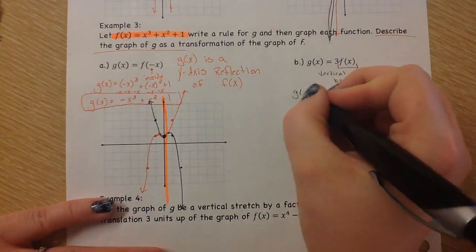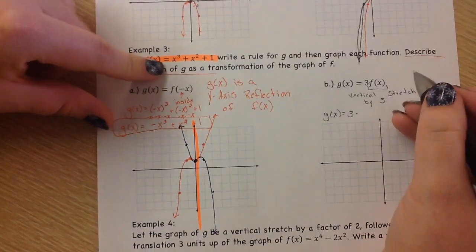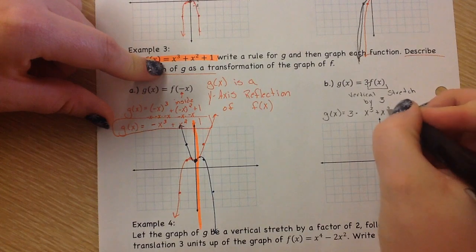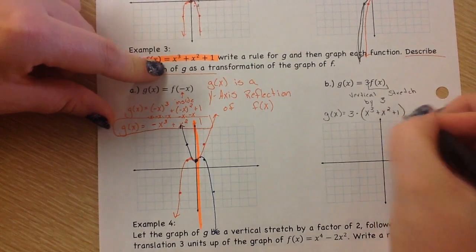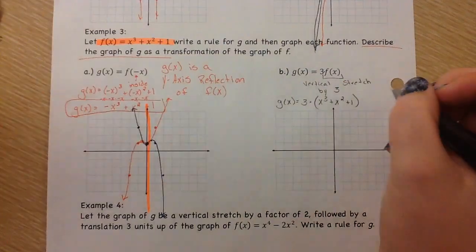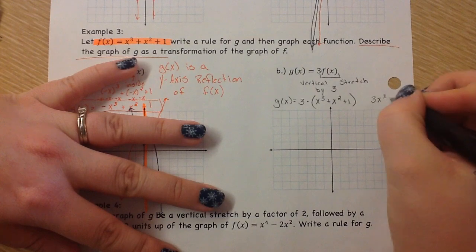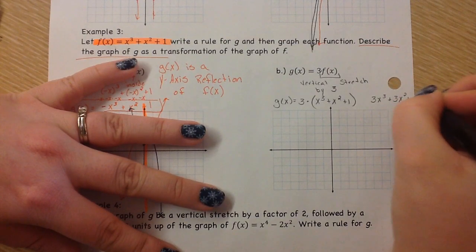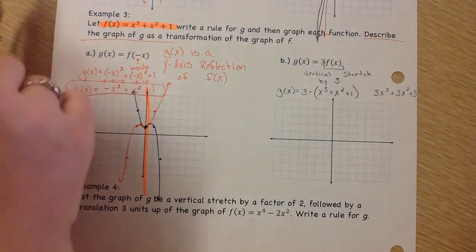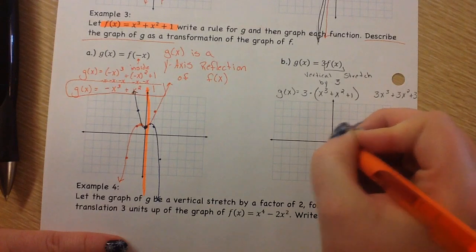So for my g of x, I want to take 3 times this whole function, times that whole thing. So if I want to multiply this whole thing times 3, I need to put parentheses around it. So I'm going to take 3 times everything. So that's going to distribute that 3 in. So I'd have 3x to the third plus 3x squared plus 3. Okay, so we know what the parent function looks like because we still have that same parent. Okay, so our same parent has the point 0, 1.